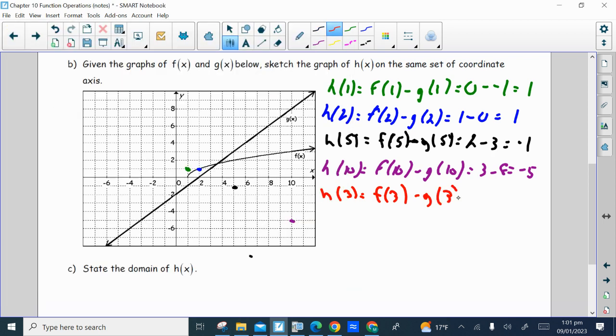So again, we're going to have to do some estimation here. F at 3 appears to be at about 1.5. It might be a little bit less than 1.5, but I'm going to go with 1.5 as an estimate. Minus g at 3, well, that's exactly 1. And so that gives us 0.5, approximately. The point 3 comma 0.5.